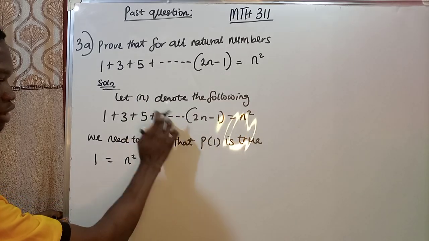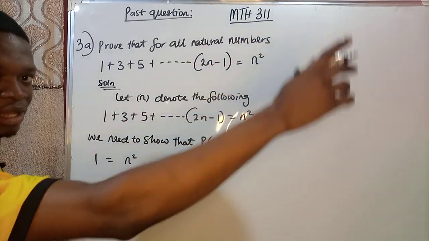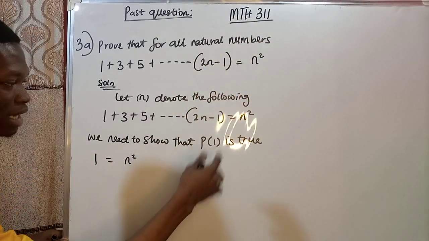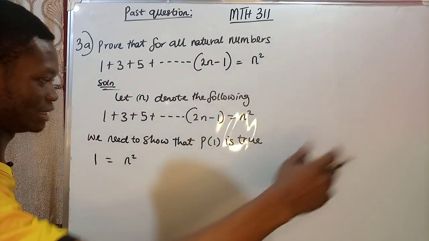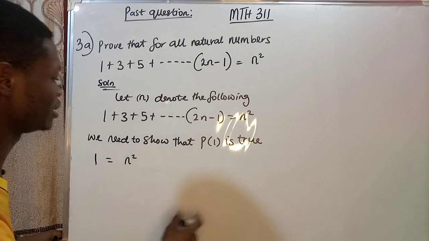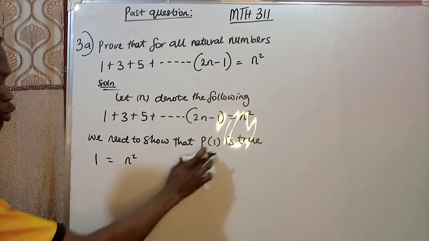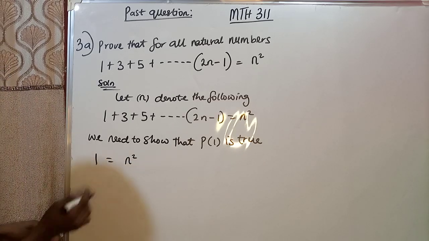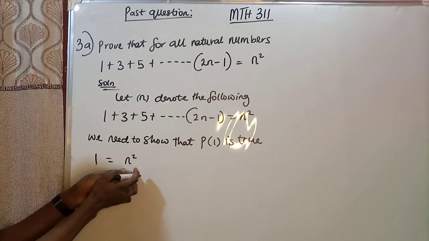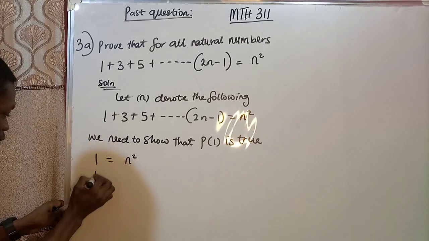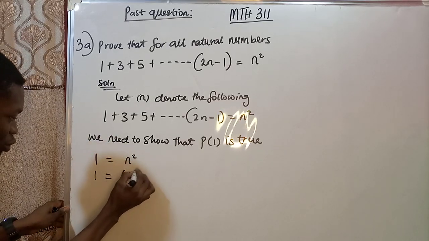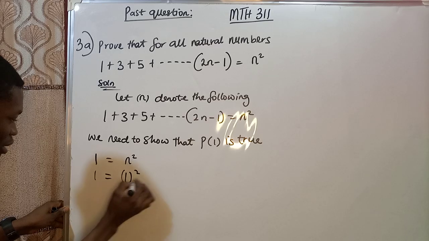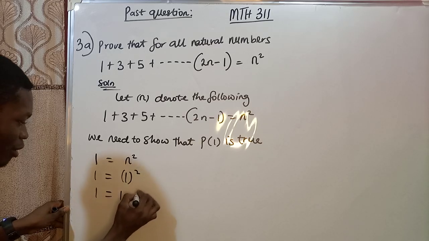This n is what? The numbers 1, 2, 3, 4, 5. It's going like a series. So we have P of 1. Anywhere we see n, we put 1. We want to know whether this thing is equal to this thing. So we have 1 is equal to 1 squared. And 1 squared is equal to what? 1. Proved.